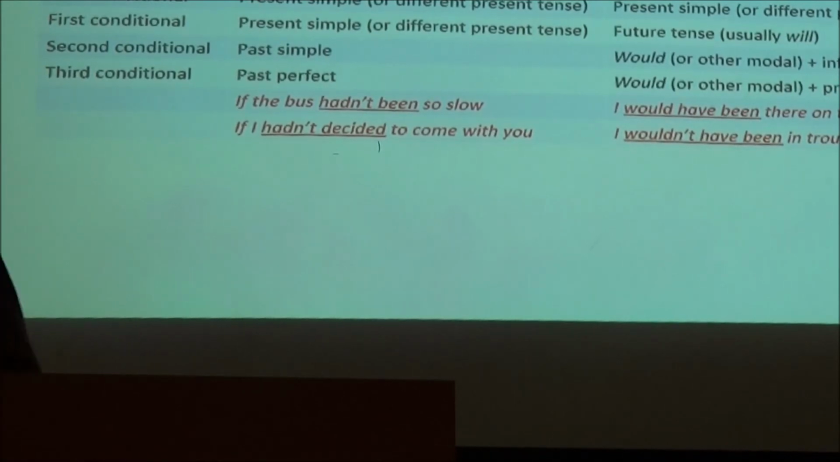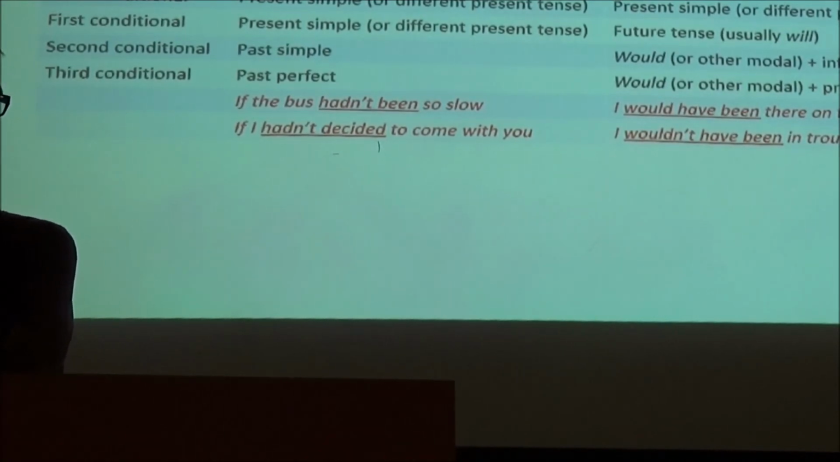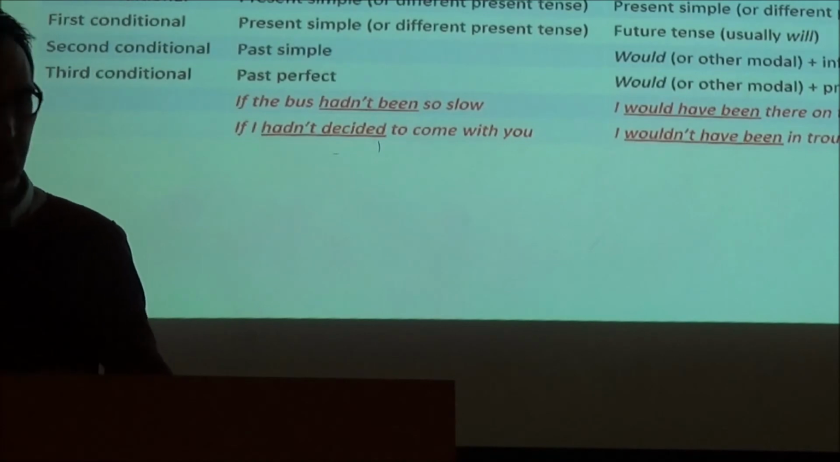So we have a zero conditional. Present simple, present simple. Scientific fact. First conditional, present simple, and a future tense. A possibility. Second conditional, past simple, and would plus infinitive. Unlikely, but still possible. And third conditional, past perfect, and would plus present perfect. Past situation which we can't change anymore. I'll give you an overview.